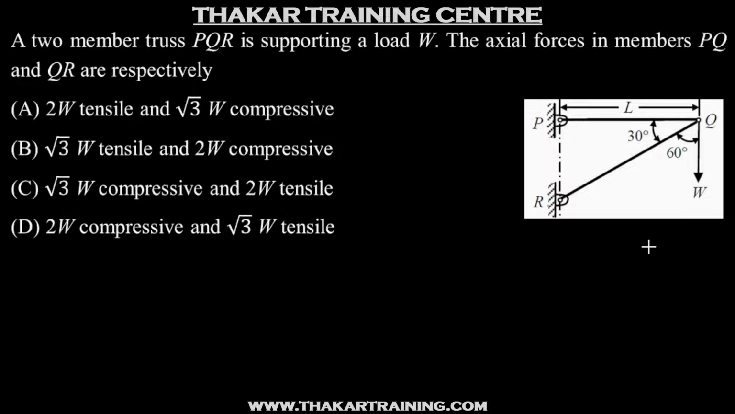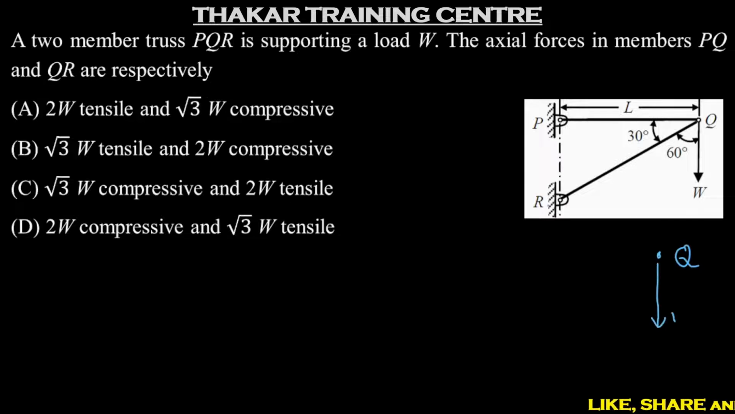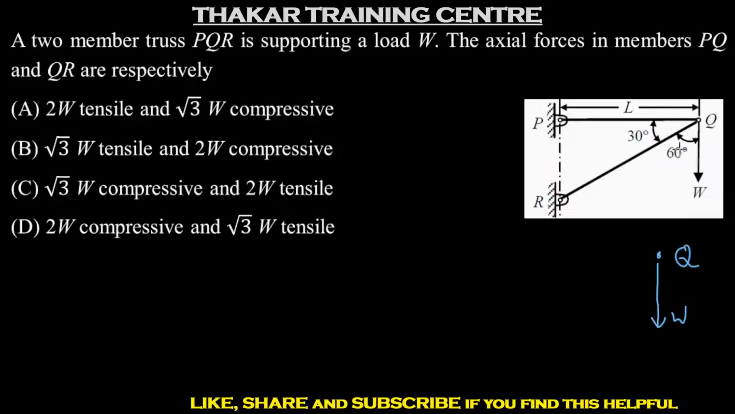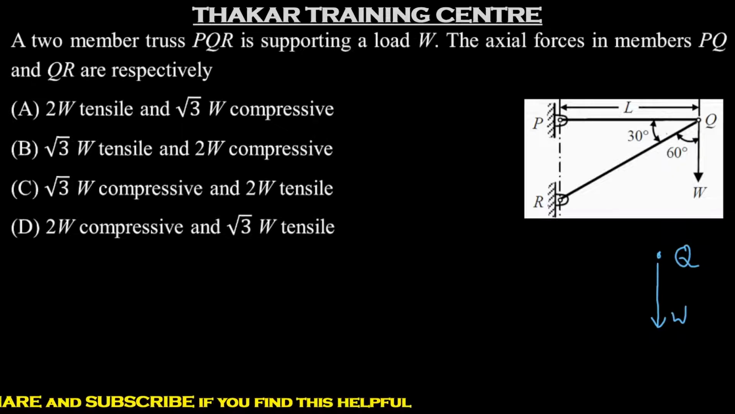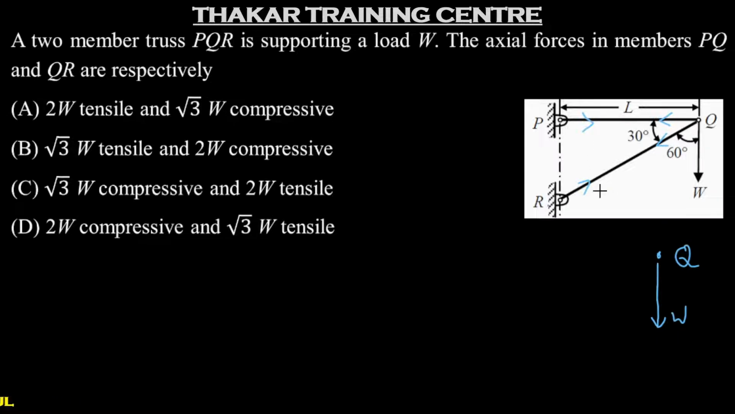So we can apply Lami's theorem at joint Q. We have the given force W, which is downwards. For applying Lami's theorem, we'll assume the forces to be either going away from the joint or towards the joint. We already have one force which is away from the joint, so we'll take the other two also away from the joint, and we'll complete the diagram. So we are assuming the internal forces to be in these directions. We have assumed FPQ to be in this direction and FQR to be in this direction.